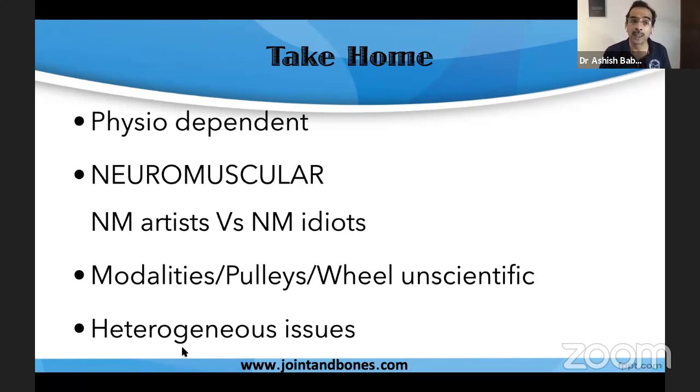So finally, on the take home, we are dependent on the physios. It's important they do the right thing. The control is neuromuscular. Some of these patients are neuromuscular artists. They get it done easily. By the 7th day, they are pain-free. And some of them just can't get it. It has nothing to do with their academic education.